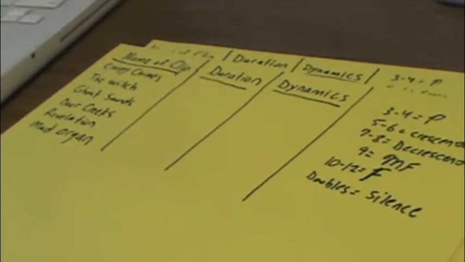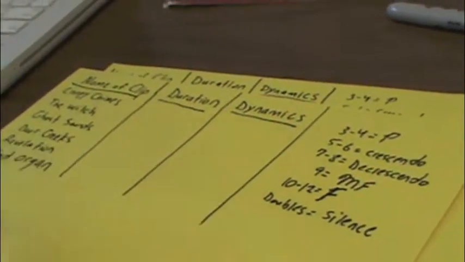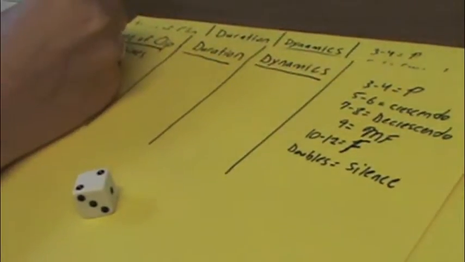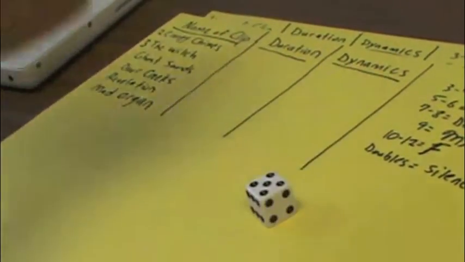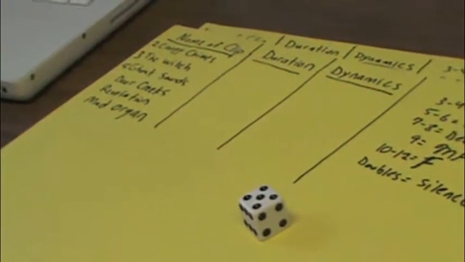So to figure out the order of the clips, I'm going to roll the dice. Since there's 6 of them, I'm only going to use 1. And so I'll find out that Creepy Chimes is going to come in second. If you get doubles, then you just keep rolling until you get another number. The Witch is number 3, Ghost Sounds, 5, and so on and so on.